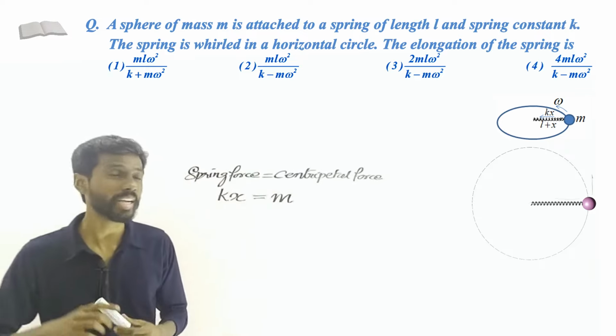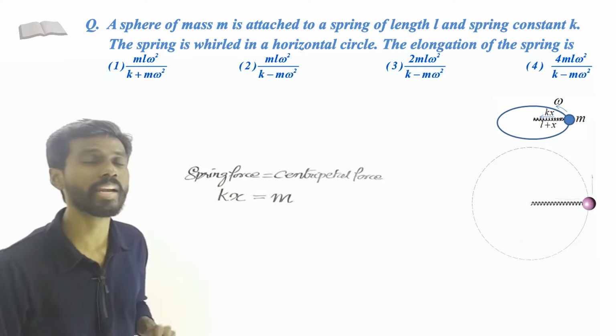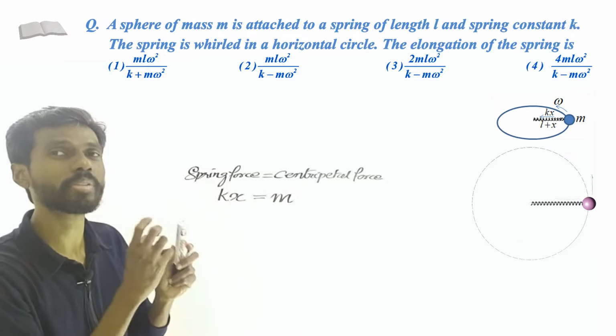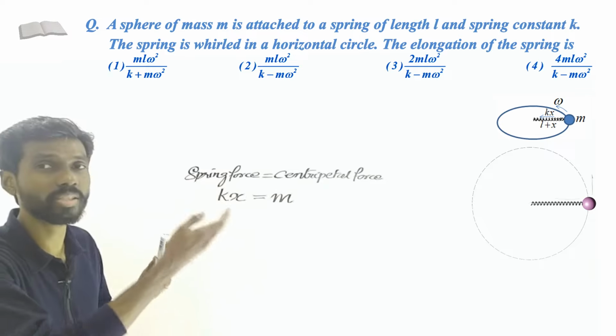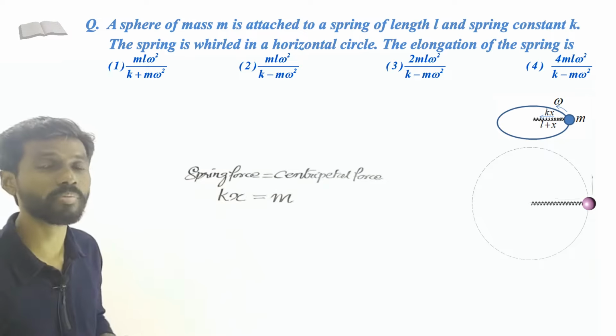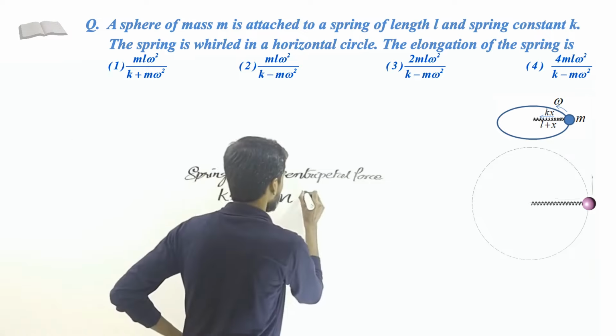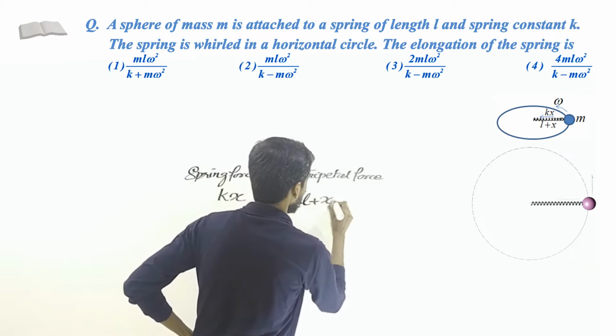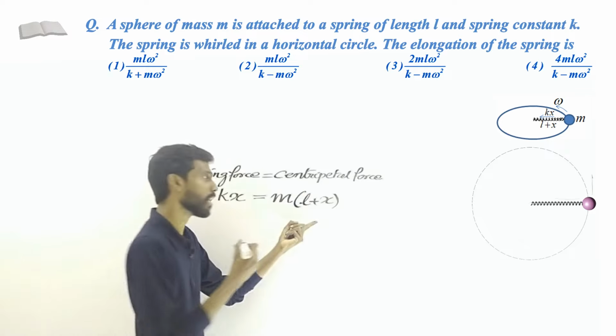But what is r? Radius of that circle. Not L. L is the length of the spring, the original length of the spring. But now there is some elongation, right? So now L plus x is the total length. So that is the radius of the circle. So that is L plus x. So m r omega square.